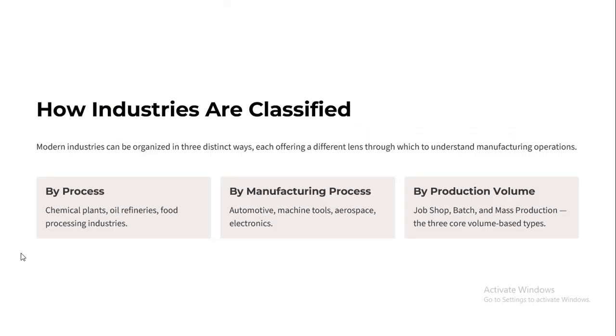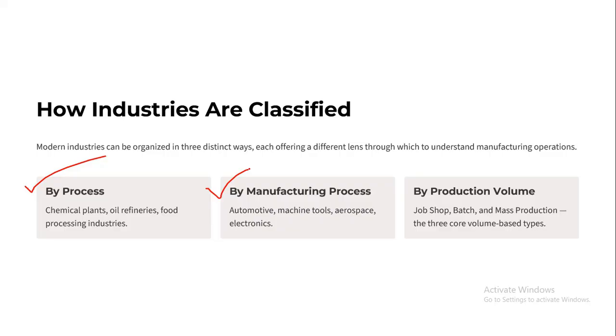So, modern industries can be organized in three distinct ways, each offering a different lens through which to understand manufacturing operations. First, by process. By process means we can take examples like chemical plants, oil refineries, food processing industries. Now, the next type is by manufacturing process like automotive, machine tools, aerospace, electronics, electricals, etc.